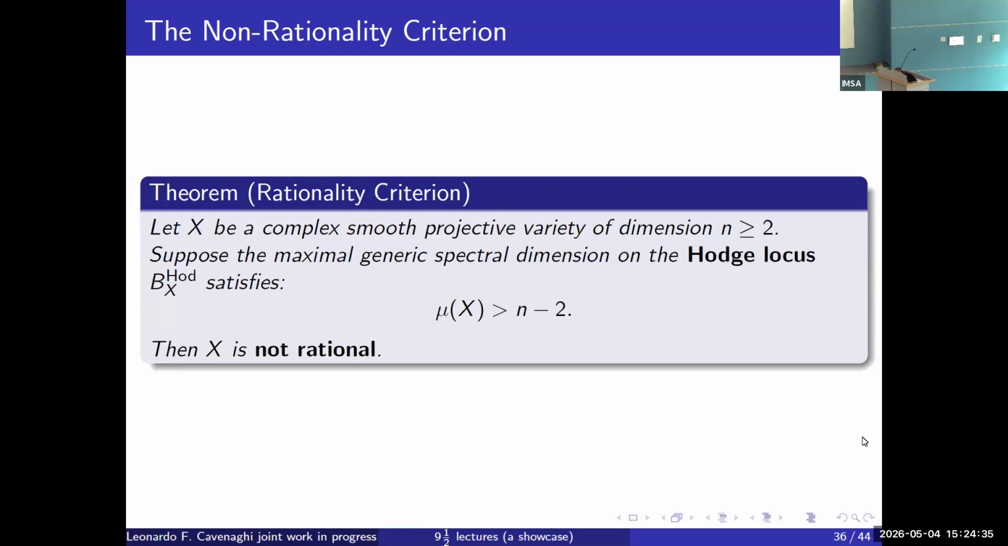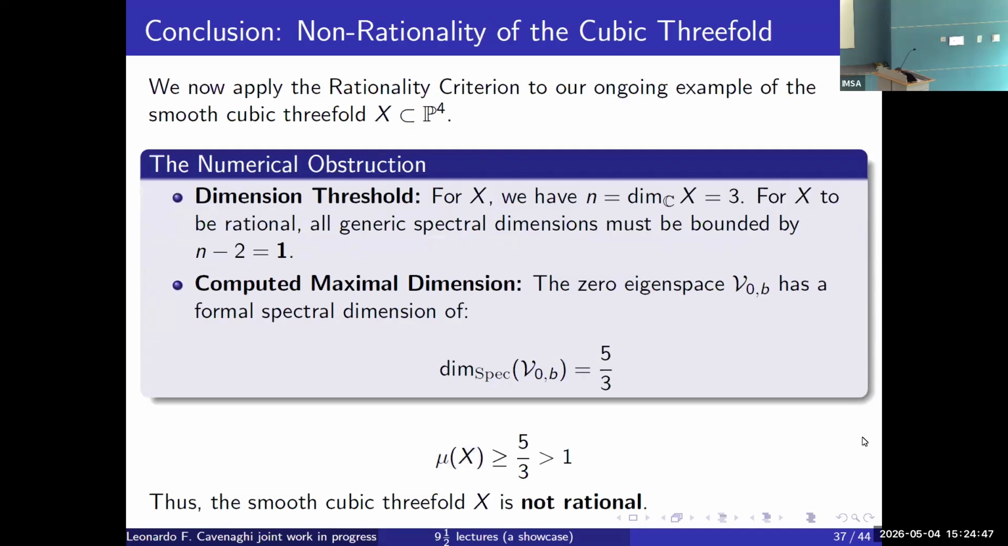What we're going to do in the remaining time is to actually see this criterion in action in some examples. But this is the trick. Let's check for this cubic threefold. It has dimension 3, of course. Then the threshold appearing in the theorem is 2 times 1, right? But we just computed this dimension, 5/3. This number is bounded below by 5/3. That's greater than 1. That's not right.